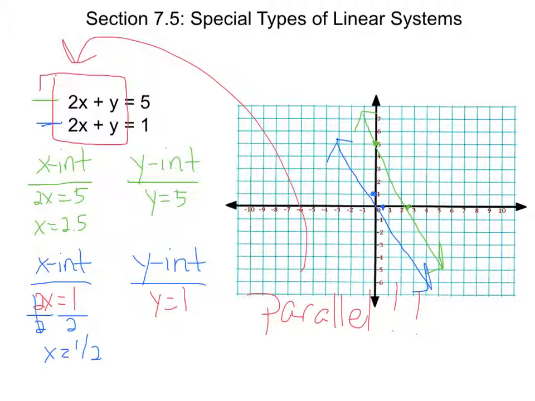Okay, so now we have 2. Our first, they cross. We have an answer. Here, they don't cross, they're parallel. So, let's see what our next one is.